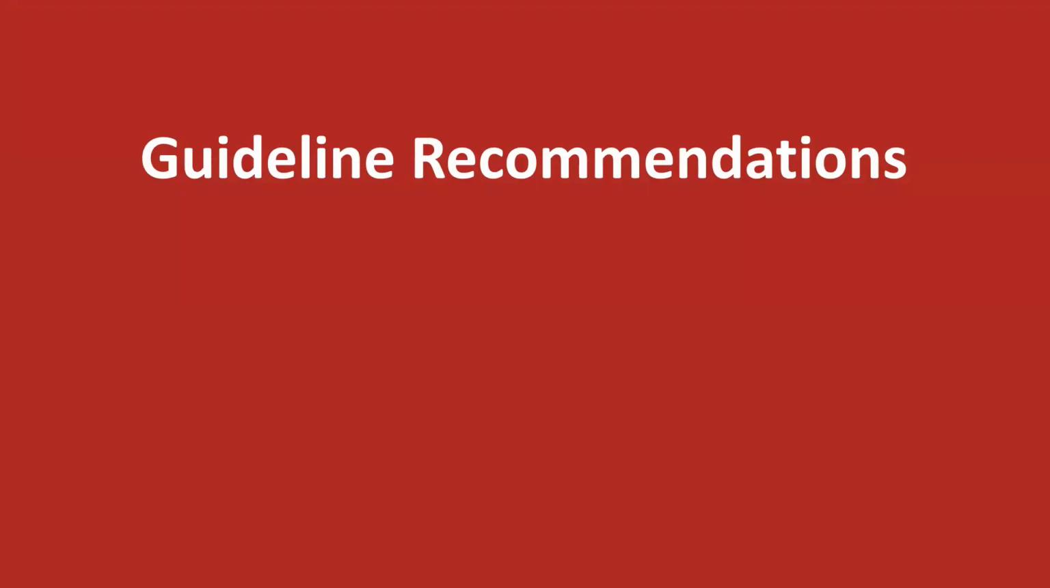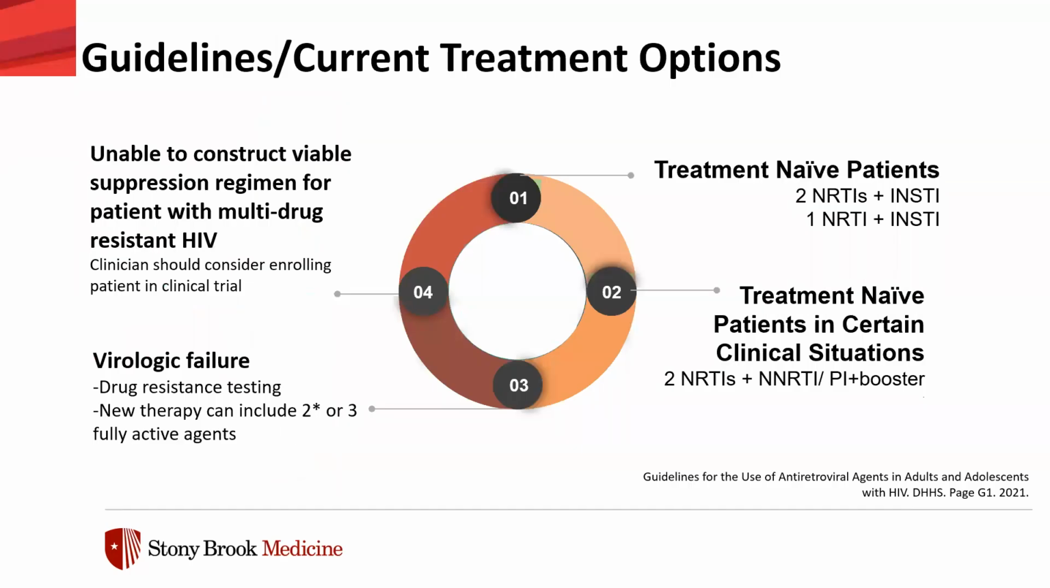Now, taking all that information and applying it to the guideline recommendations. As I mentioned before, ART should be initiated as soon as possible after a positive HIV diagnosis. Generally, for treatment-naive patients, the guideline recommendations are having a 2 NRTI background. So we want a dual backbone therapy of nucleoside reverse transcriptase inhibitors in conjunction with our integrase inhibitors. So it's a 3-drug regimen.